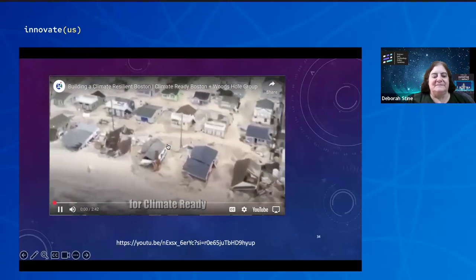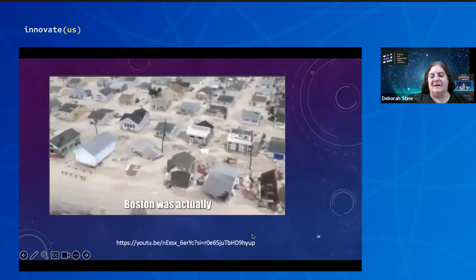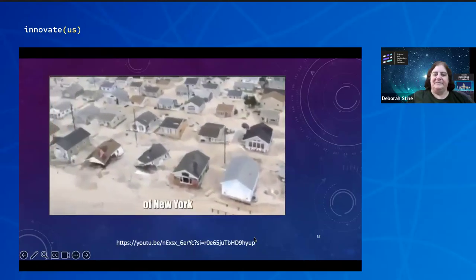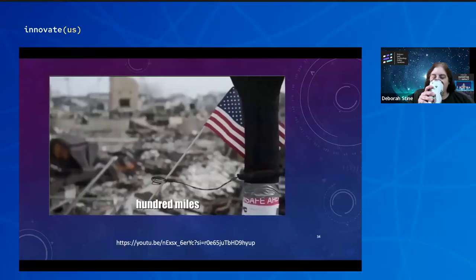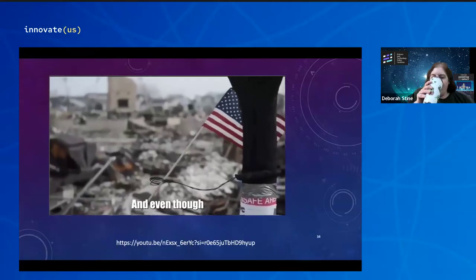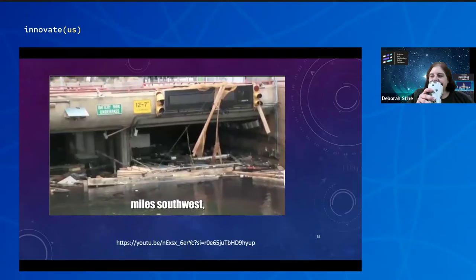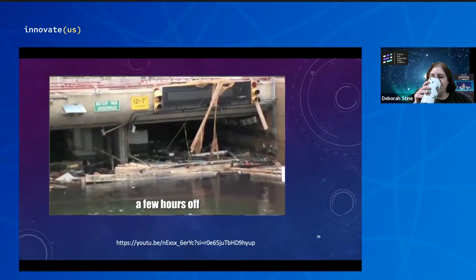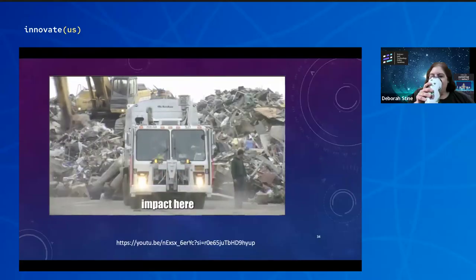One of the major catalysts for Climate Ready Boston was actually a major storm that hit the city of New York. It hit the city of New York, which is a couple hundred miles southwest of us, and even though it was a couple of hundred miles southwest, really we think of it as just a few hours off from having a similar impact here in our city.